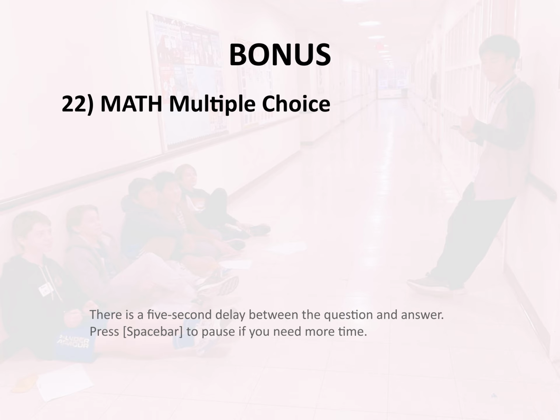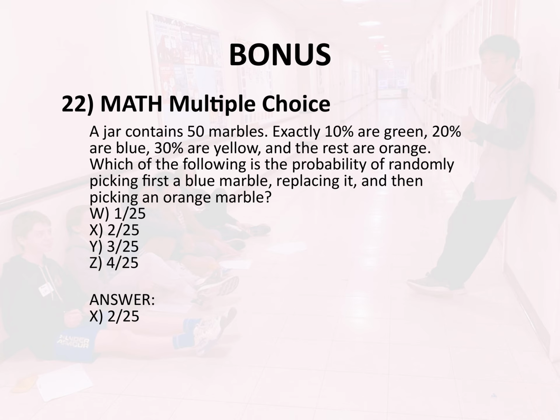Which of the following is the probability of randomly picking first a blue marble, replacing it, and then picking an orange marble? W. 1/25. X. 2/25. Y. 3/25. Z. 4/25. Answer, X. 2/25.